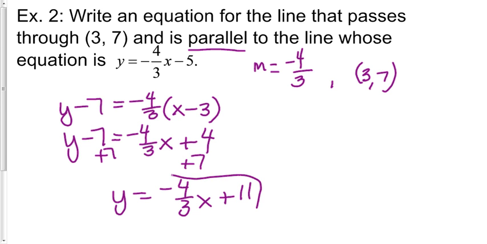Now this line, if I were to graph it, should be parallel to the equation that we were given, and they are because they have the same slope. Also, this line should go through the point (3,7), and we're guaranteed that it does because I used 3 and 7 in my formula.